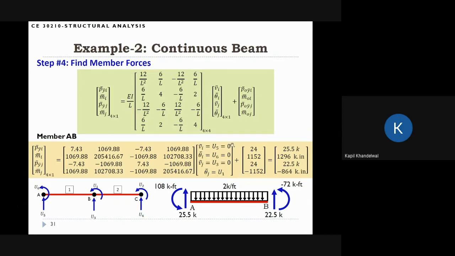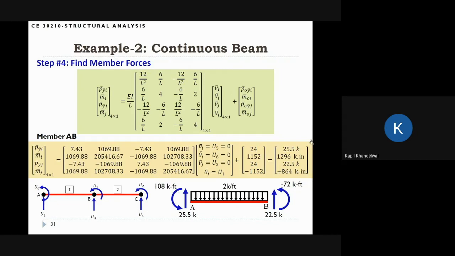If you do the algebra, you will see that U5, U6, and U3 are all 0 because they are supported degrees of freedom. Only U1, theta J, is the non-zero degree of freedom here. So you really don't need the first three columns. What you need is the last column. So this calculation is the last column multiplied by U1 plus this vector. If we do the algebra, these are the numbers we get.